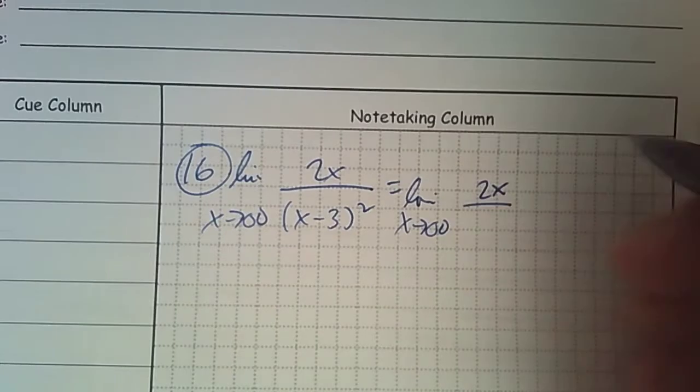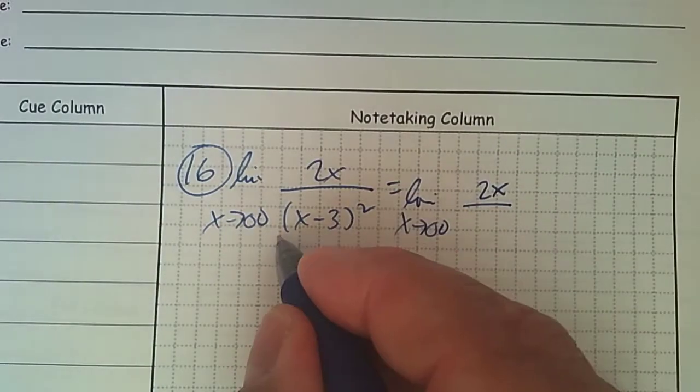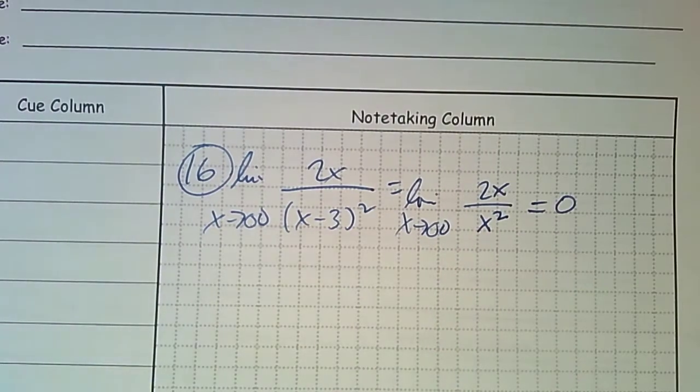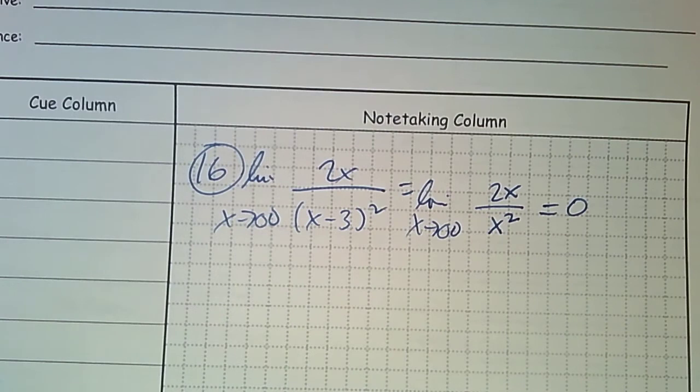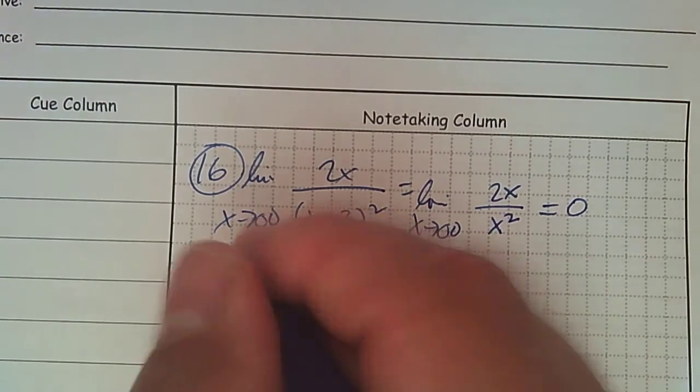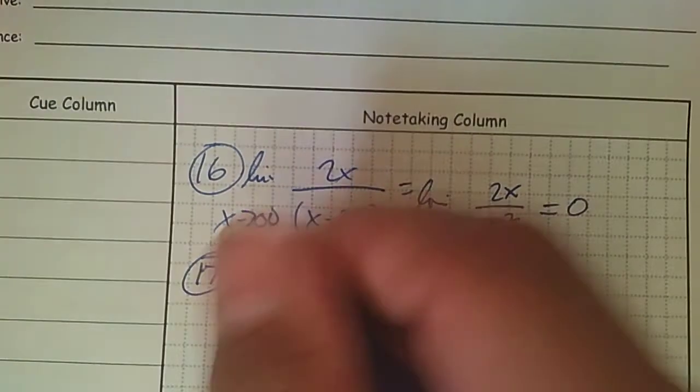There's only one term on top, 2x. And the bottom, if I expand it, the most powerful term is x squared. Notice the bottom is more powerful. Whenever the bottom is more powerful, that means both ends are going to 0. Always.